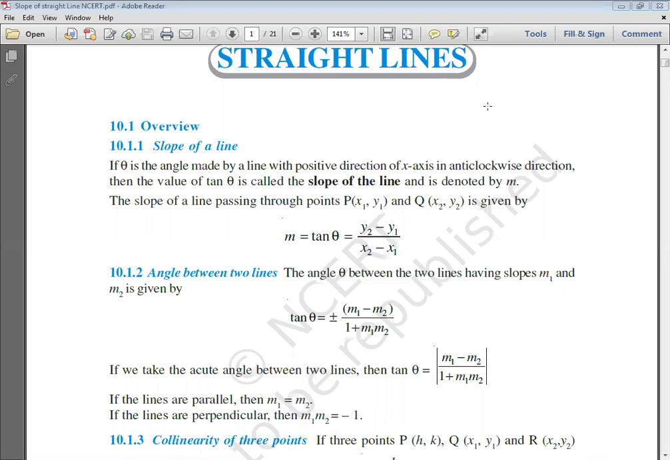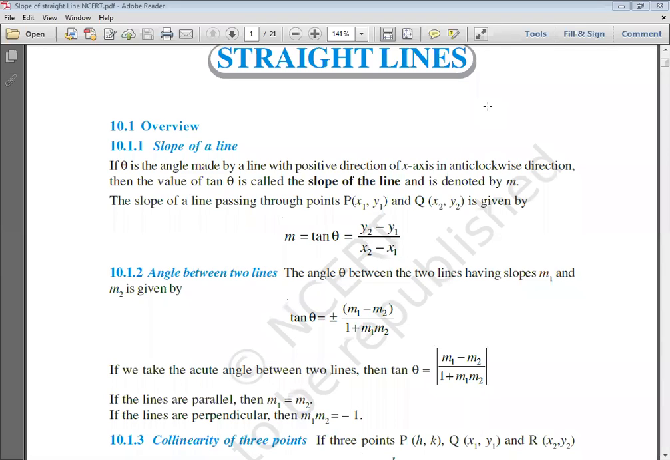How much is a line inclined with the positive direction of the x-axis? Since it is an angle, definitely some angle will be there: 20 degrees, 10 degrees, 30 degrees, 45 degrees, 60 degrees, whatever. After all, inclination in geometry is measured in terms of angle. So the angle itself is not directly called slope. Slope is when we consider the tan trigonometric ratio of this inclination, the angle, then it is defined as slope.